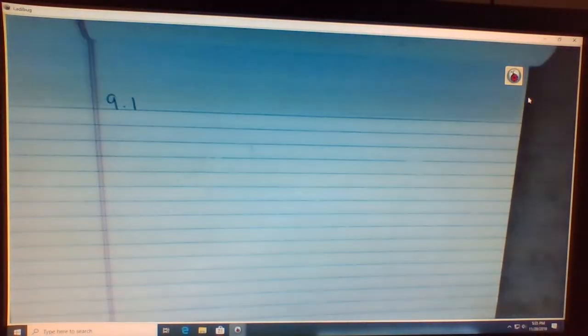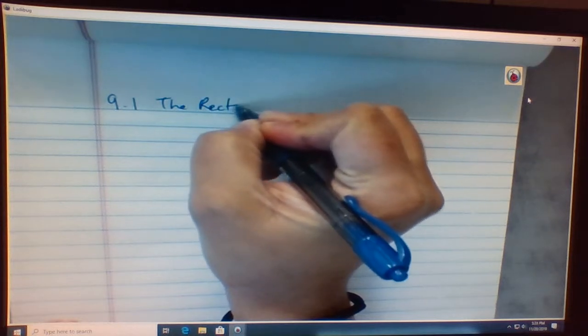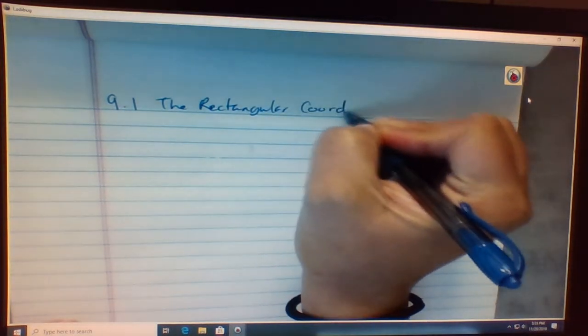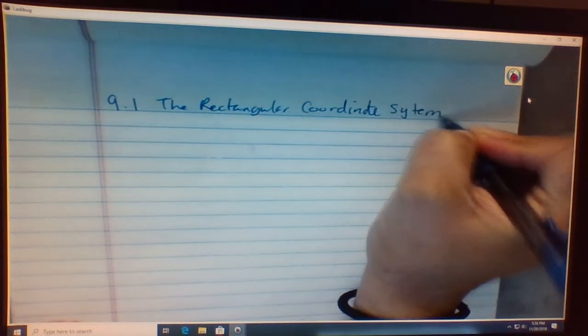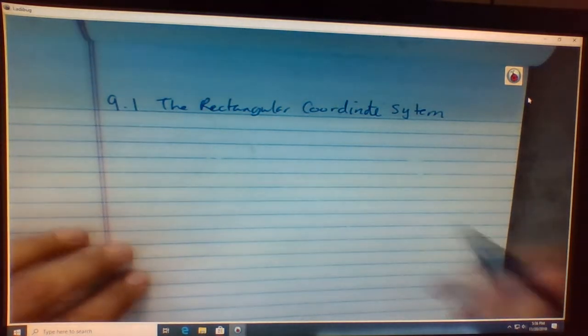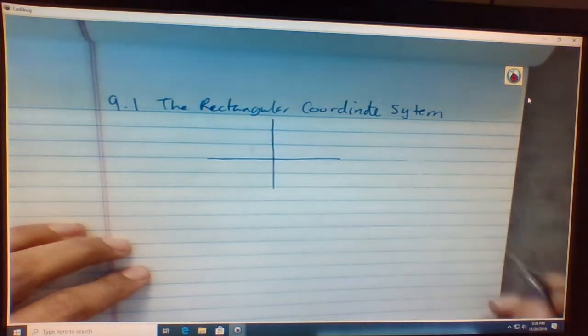All right. So 9.1, the rectangular coordinate system. A couple of things for you to know: we're going to draw it out, but right now I will give you graphing paper.